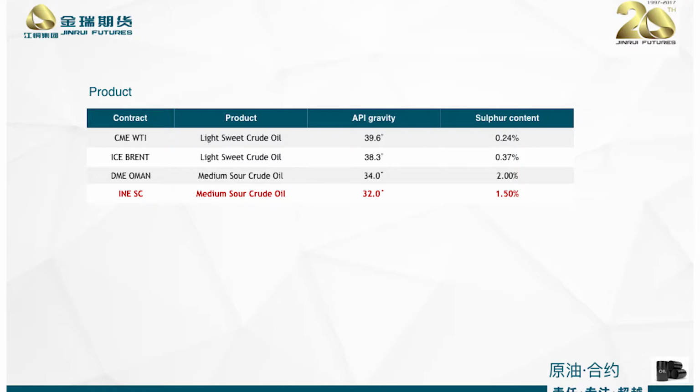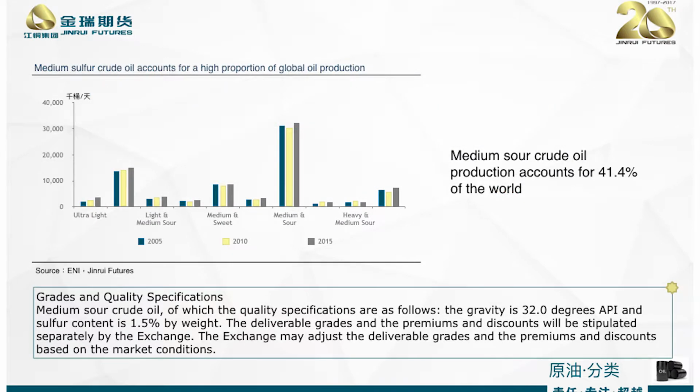So firstly, let's compare the qualities of the underlying oil. It could be found that WTI and Brent are both light sweet crude oil futures, and the Oman and SC are both medium sulfur crude oil. So why does China choose the latter as the standard quality? We have 2 main reasons.